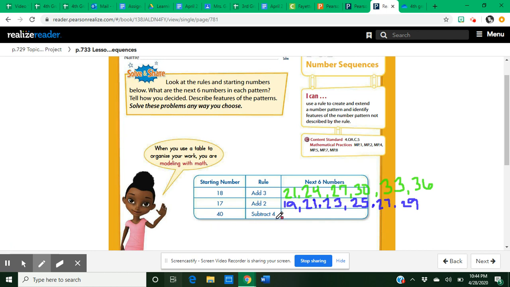So I know that 40 minus 4 is 36. 6 minus 4 is 2, so I know that this is 32. 32 minus 4 would be 28. 8 minus 4 I know is 4, so I've got 24. Then 20.